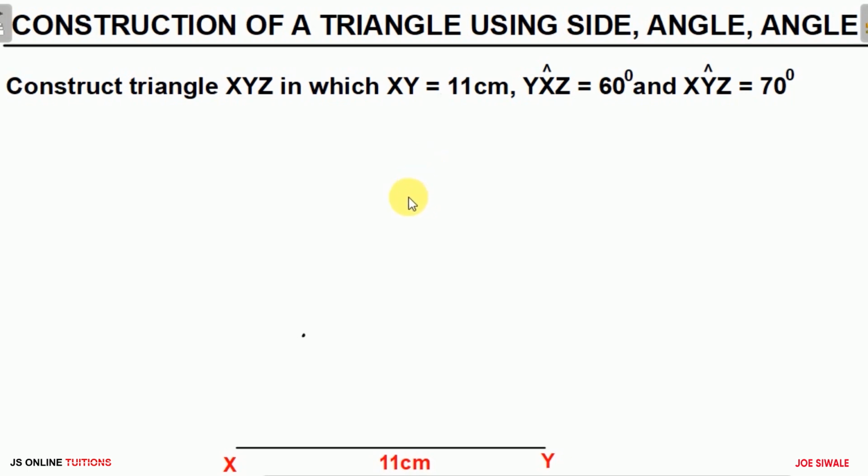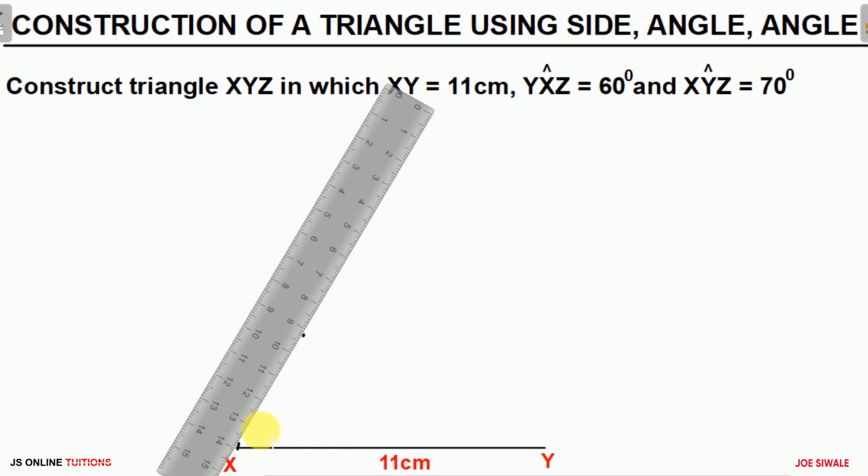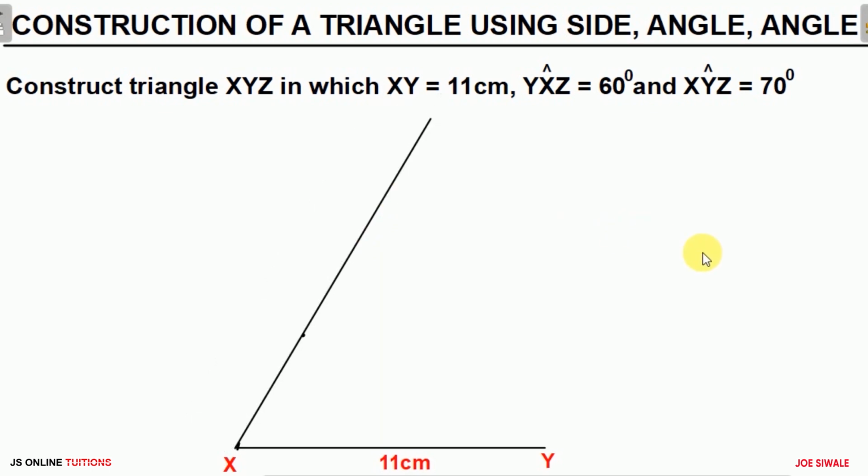So what we're going to do, we're going to draw a line that will start from point X, then it has to pass through this point. So we're going to put our ruler there. So we're going to start at point X, then it has to pass through the dot which shows 60 degrees. Then the next thing we've been told, angle XYZ is equal to 70 degrees. So we've been told the angle is at Y there, so it is 70 degrees.